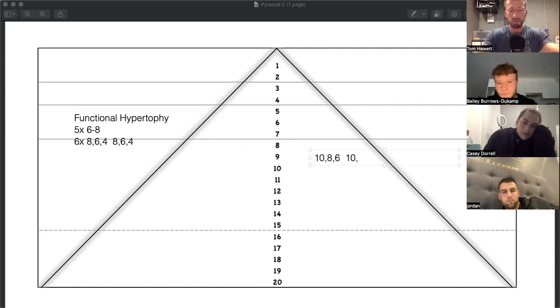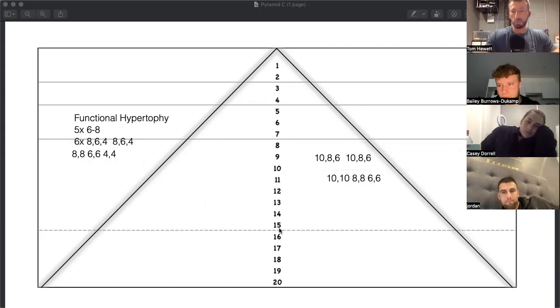10-8-6. And would you program that with supersets, like an A1, A2? Yeah. Awesome. You could do in the functional hypertrophy a real basic descending step load. So it could be like 8-8-6-6-4-4. And if you were doing that in hypertrophy world, it could be 10-10-8-8-6-6. Starting to see the concept starting to land.